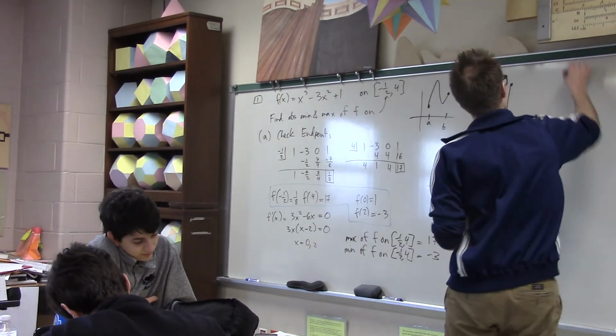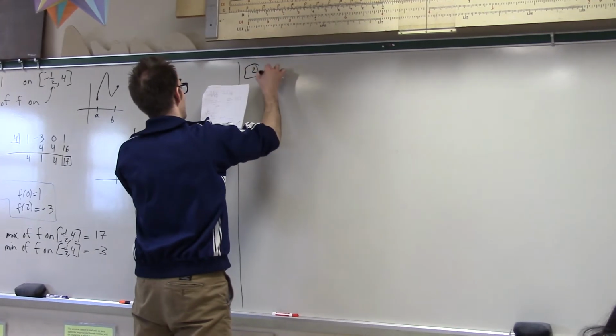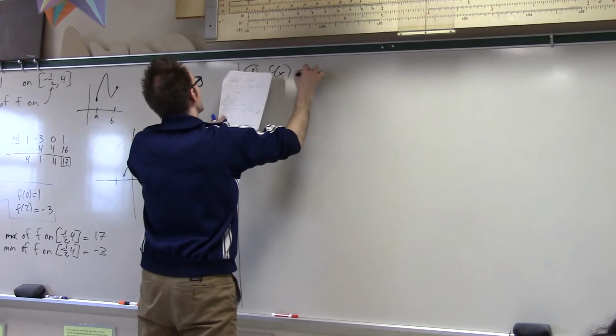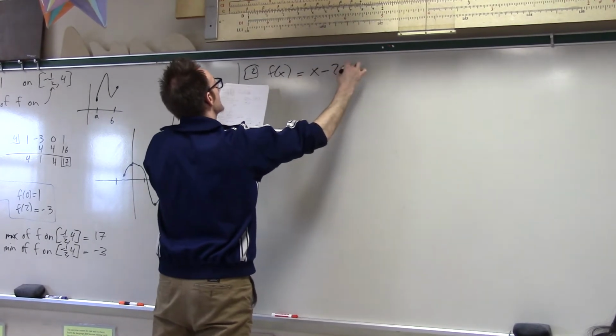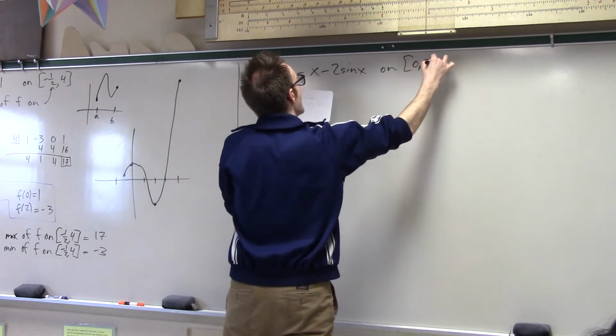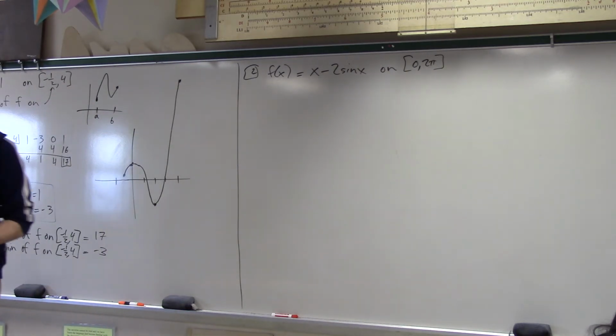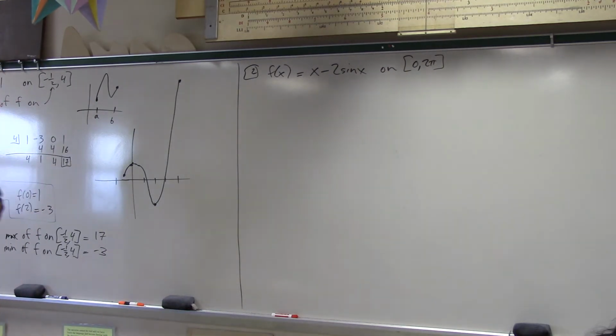All right, what do we have? How many minutes do we have left? 2. Good, perfect. 20. Let's do another problem. f of x equals x minus 2 sine x on the interval 0 to pi. Go. No, you have 4 whole minutes. Oh, so it's 40. Wait, 4 whole minutes? Make it 40.